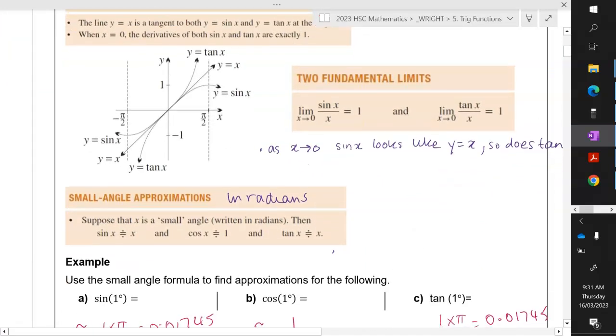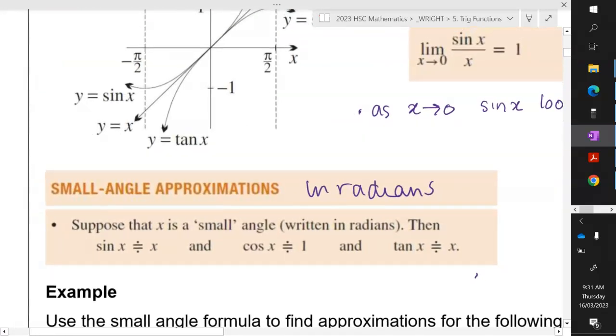I think a better way to think about this is in this little box down below, looking at the small angle approximation. If we work in radians, so popping our calculator in radians or converting our degrees to radians, and suppose that x is small and written in radians, then we can use the approximation that sin x is approximately equal to x, that cos x is approximately equal to 1, and that tan x is approximately equal to x, but only when x is small and x is in radians. So I might just highlight those for us: when x is small and x is in radians.